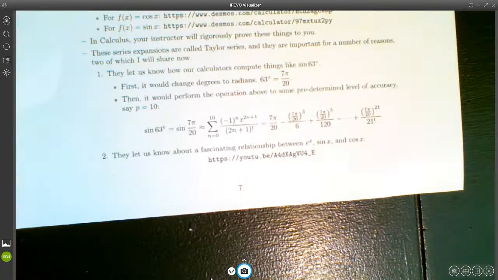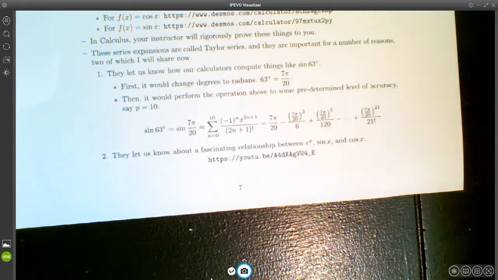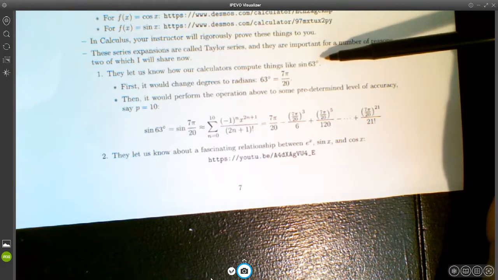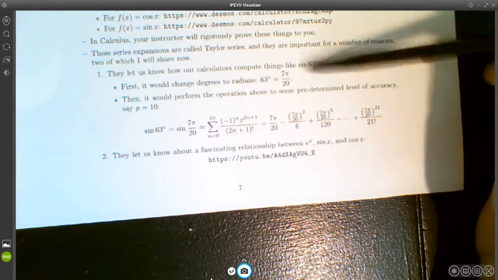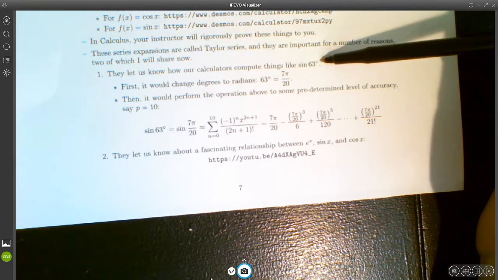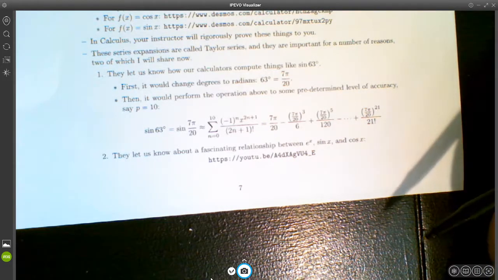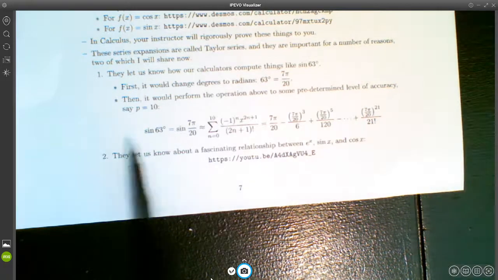But here's why this is interesting. A couple reasons. In the first place, we said in the past that certain values of the trig functions we can memorize, like we know that sine of 60 degrees is root 3 over 2. But for other values like 63 degrees, how do we find that out? I just said, well, just use your calculator. That may not have been very satisfying, because you may be thinking, what's my calculator doing? How is my calculator calculating sine of 63 degrees?